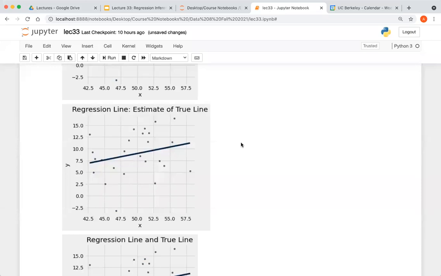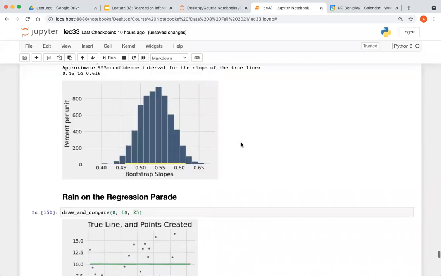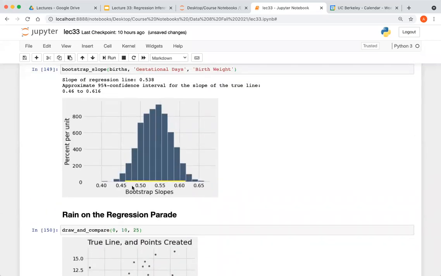And so what do you think we are going to do with this confidence interval? If I ask you, is this slope equal to 0? What do you think you're going to do with this confidence interval? Null hypothesis, true slope equals 0. Alternative hypothesis, true slope not equal 0. What are you going to do? There's your confidence interval. It's from 0.46 to 0.616. What are you looking for? You're looking to see whether 0 is in it. Is 0 in there? Absolutely not. It is not in there. And therefore, you're going to say, no, the true slope is not 0.